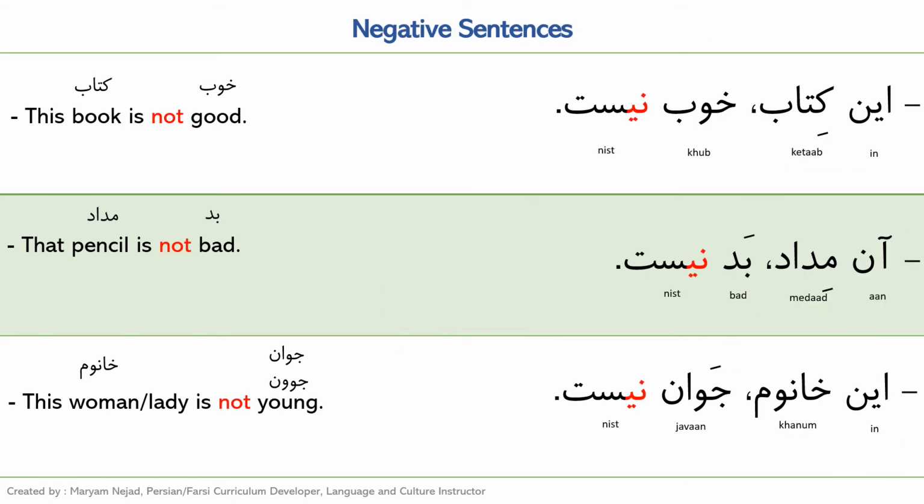Now for the same examples that we did, let's just turn them into negative sentences. So the first one, این کتاب خوب نیست. Second one, آن مداد بد نیست. Next one, این خانم جوان نیست.